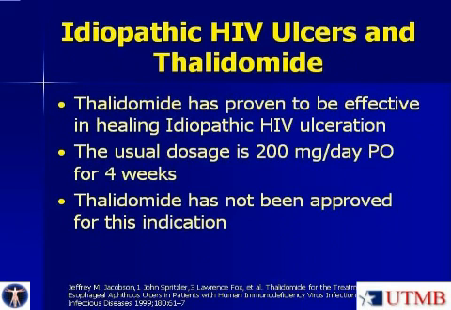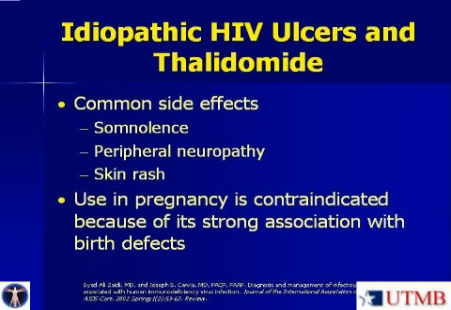Another medication which has shown promise for the treatment of idiopathic HIV ulceration is thalidomide. Thalidomide has proven to be effective in healing these ulcerations. The usual dosage of thalidomide is 200 mg by mouth daily for 4 weeks. Although there have been promising clinical results for this application of thalidomide, it has not been clinically approved for this indication. The common side effects associated with thalidomide therapy are somnolence, peripheral neuropathy, and skin rash. Thalidomide is contraindicated in pregnancy because of its well-described association with birth defects.